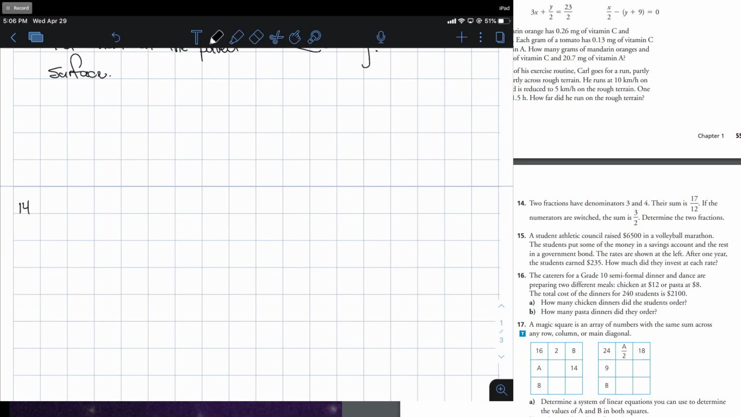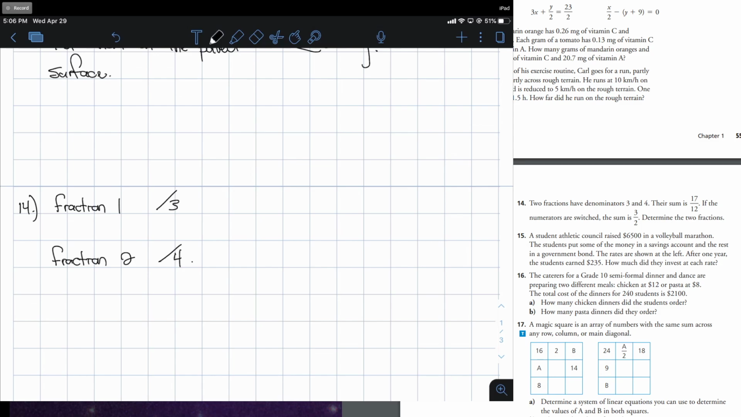This one's more of a number problem. So there's definitely less application with this problem. So two fractions have denominators 3 and 4. So I'm just going to write that down right away. So fraction 1, the denominator will be 3. So we don't know what that fraction is. We just know the denominator is 3. And fraction 2 has a denominator of 4. Okay. Their sum is 17 over 12.